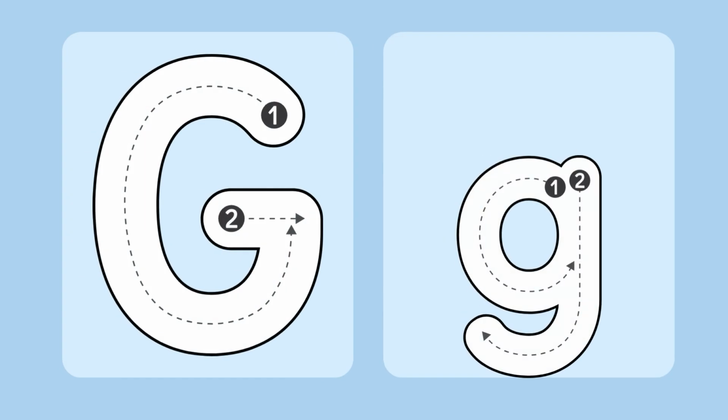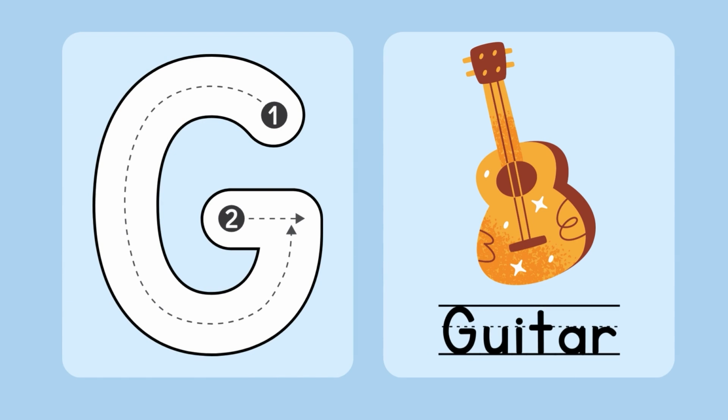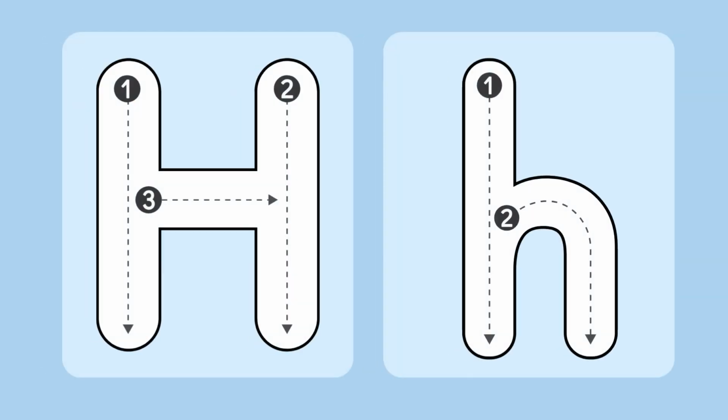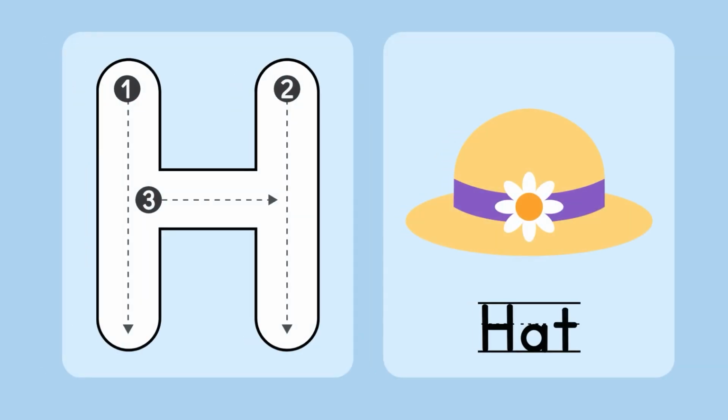Follow the number to write the letter. G for guitar. This is how you write letter H. H for hat.